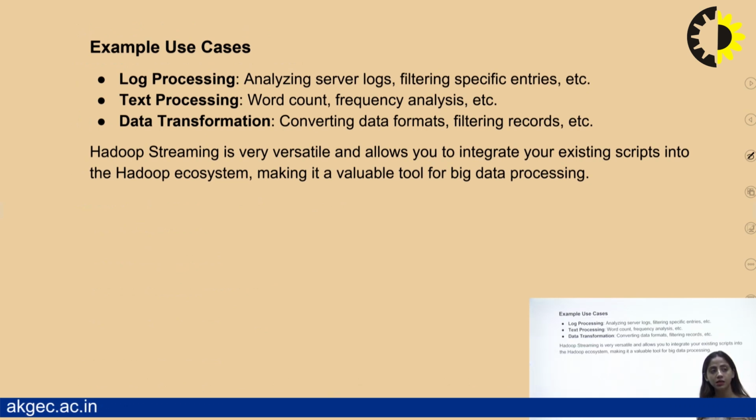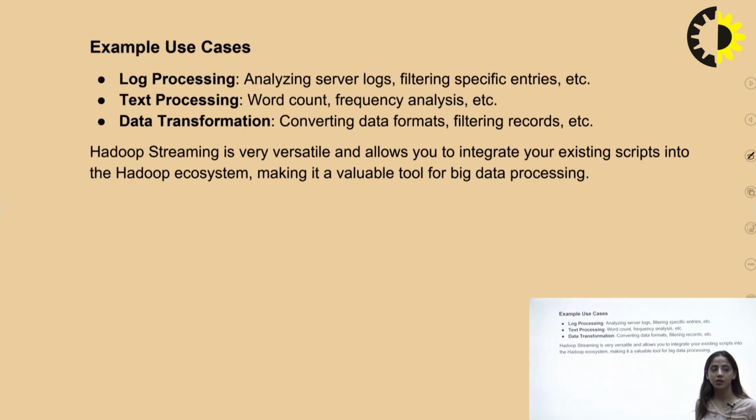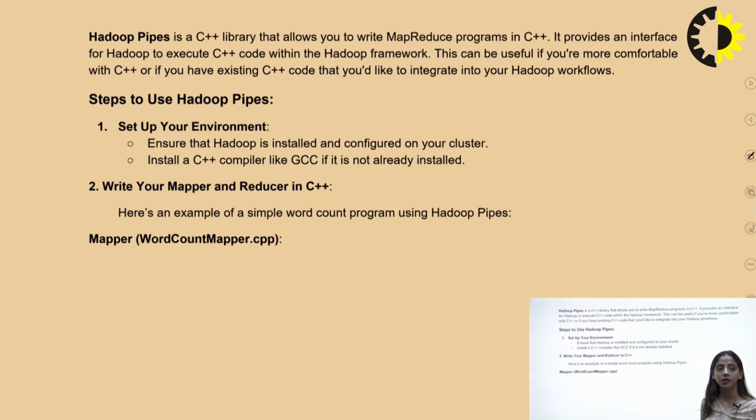Example use cases. First one is log processing, analyzing server logs, filtering specific entries, etc. Then comes text processing, word count, frequency analysis, etc. Third one is data transformation, converting data formats, filtering records, etc. Now Hadoop streaming is very versatile and allows you to integrate your existing scripts into the Hadoop ecosystem, making it a valuable tool for big data processing.